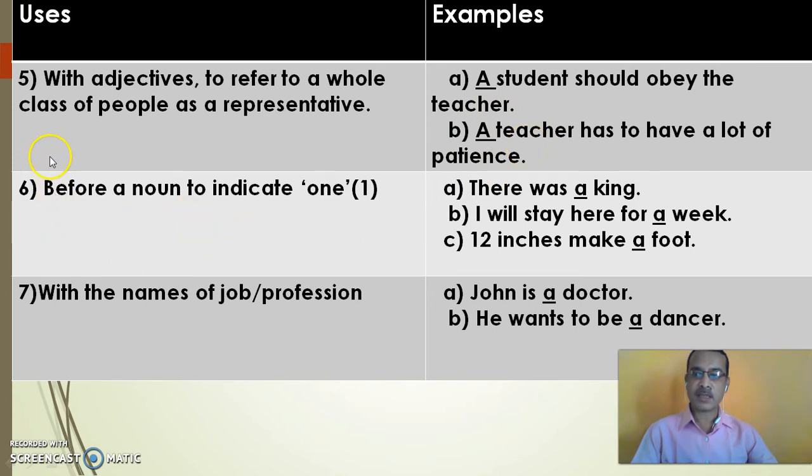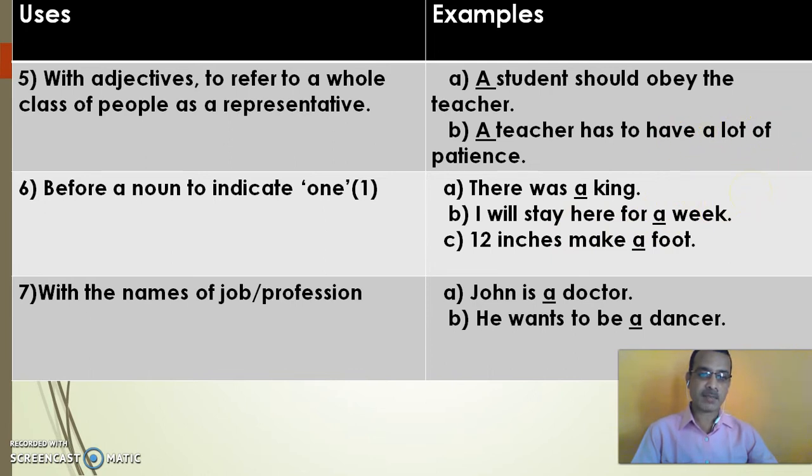In the next use, it is also used before a noun to indicate one object, one thing or one person. Let's have a look at the examples. In example number 1, there was a king. That means this a is referring to one king or a single person. So it is used here in that sense. In the next example, I will stay here for a week. In this example, the speaker wants to say that he will stay here for a week, or for 1 week.